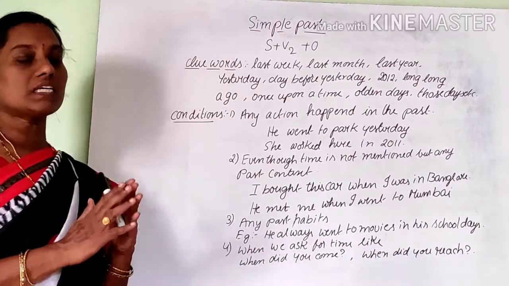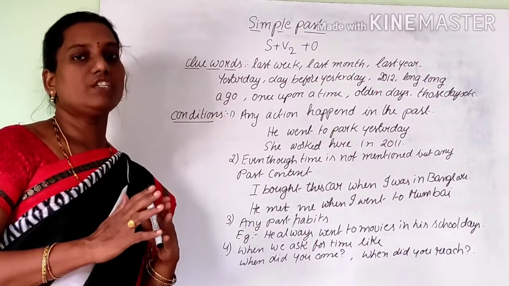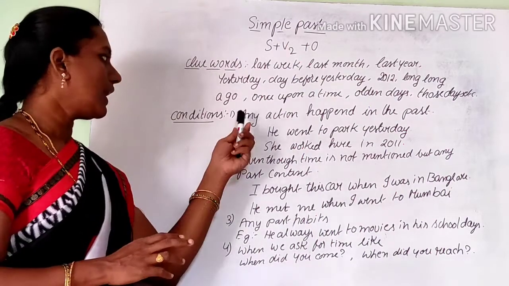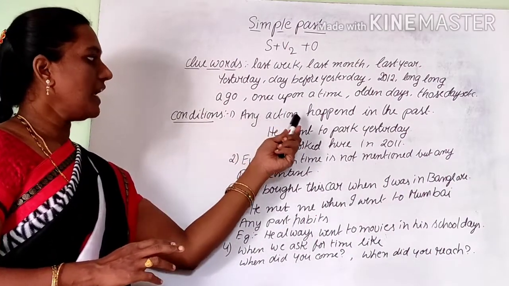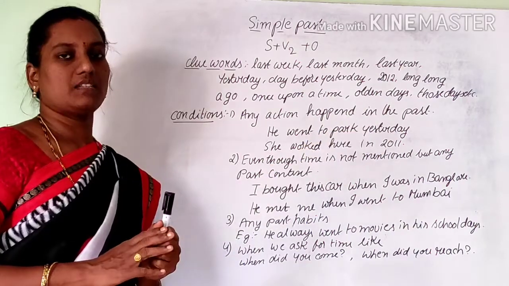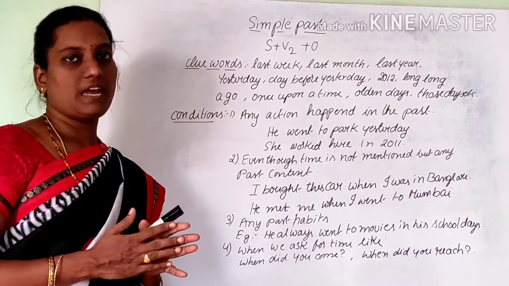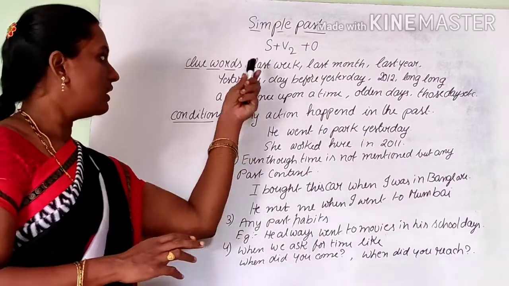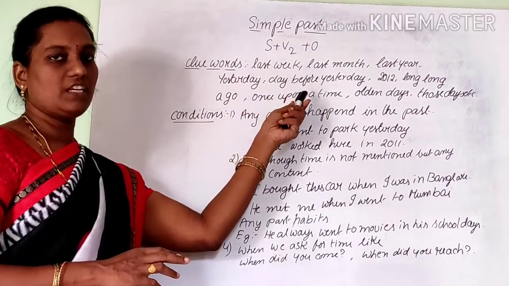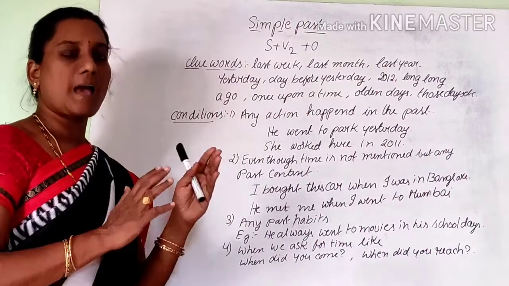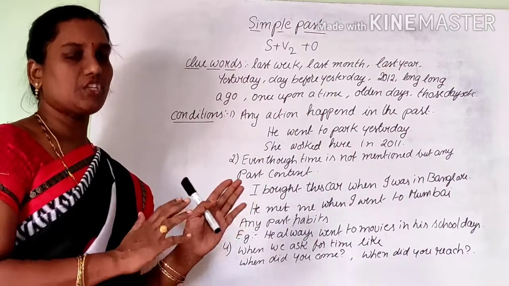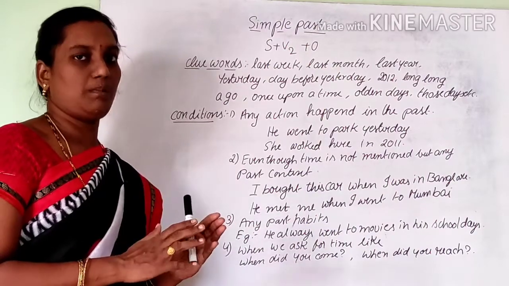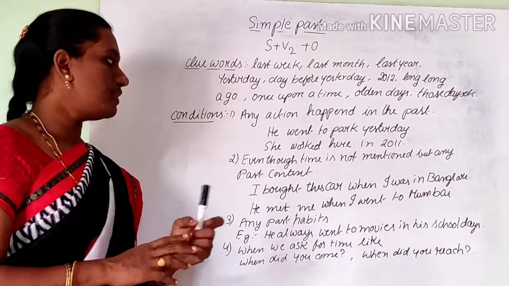So what are the conditions where we should write simple past? Now we will see. First condition: any action happened in the past. Whatever the action may be, if the action happened in the past, like this time clue given here, then we have to write that action in simple past. See the examples.